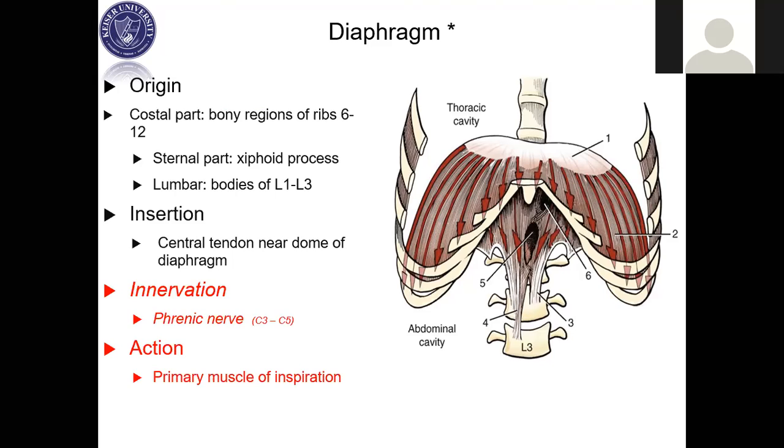What I need you to know is the diaphragm is the primary muscle of inspiration. Its innervation is the phrenic nerve. Its origin is the xiphoid process, and its insertion is the lumbar vertebra itself. So the diaphragm, the primary muscle of inspiration, the primary muscle for breathing.